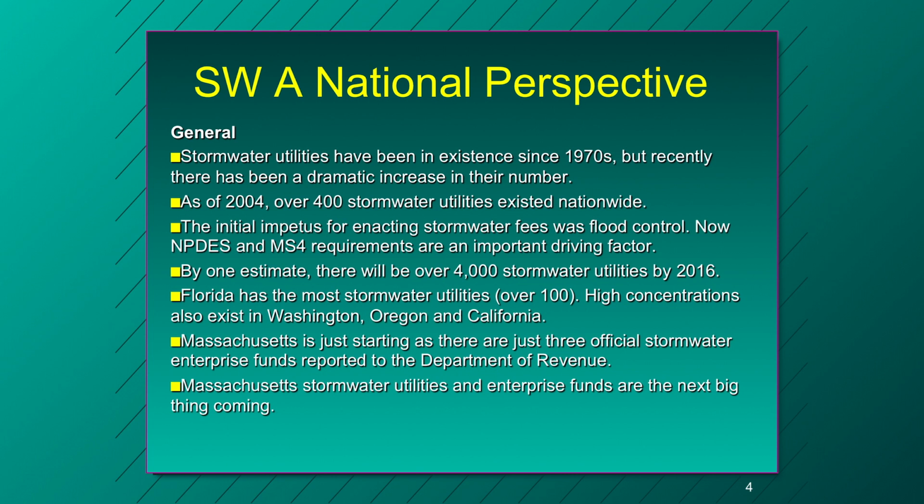Florida has the most stormwater utilities, and there are also high concentrations in Washington, Oregon, and California. Massachusetts is just starting, as there are only three official stormwater enterprise funds reported to the Department of Revenue based on the 2015 reports. So Massachusetts stormwater utilities and enterprise funds, to me, are the next big thing that is coming down the road.